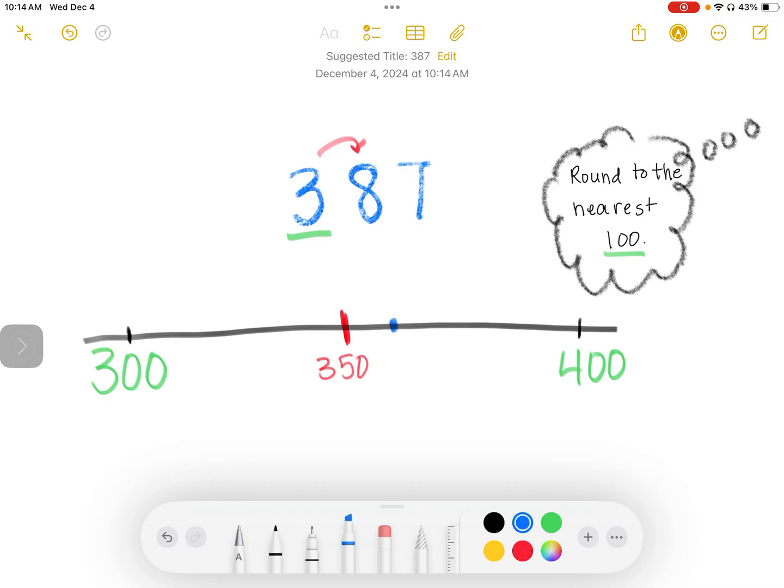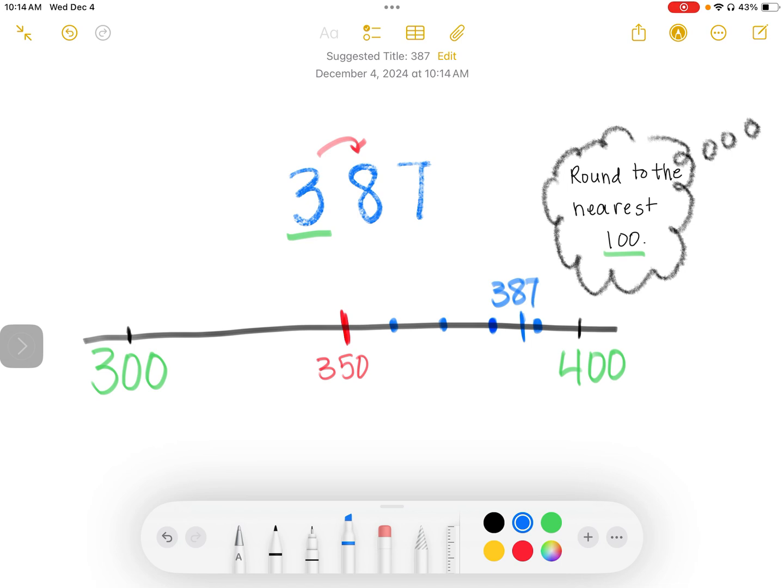This might be about 360 here, 370, 380, 390. And I know that 387, this was my 380 mark, is probably right about there. So I'm going to put 387 on my number line right there.